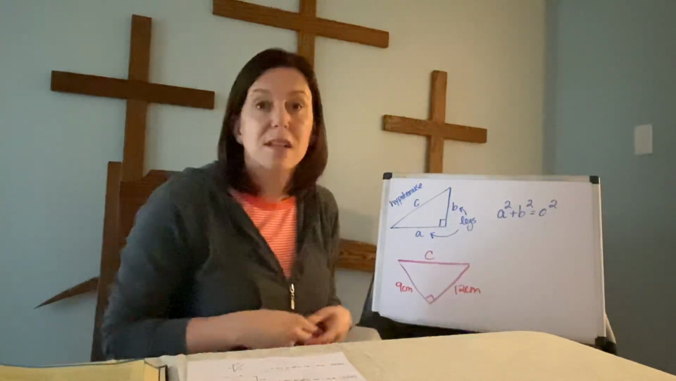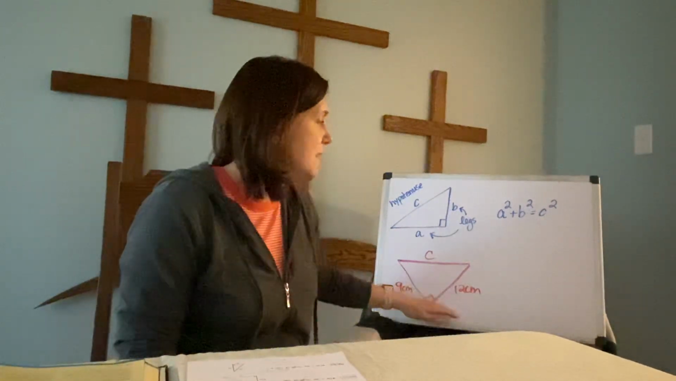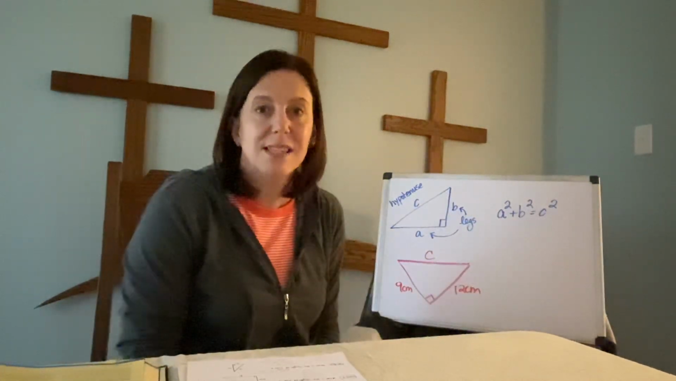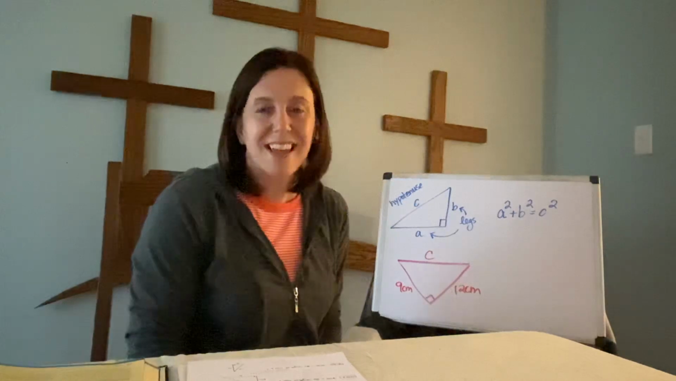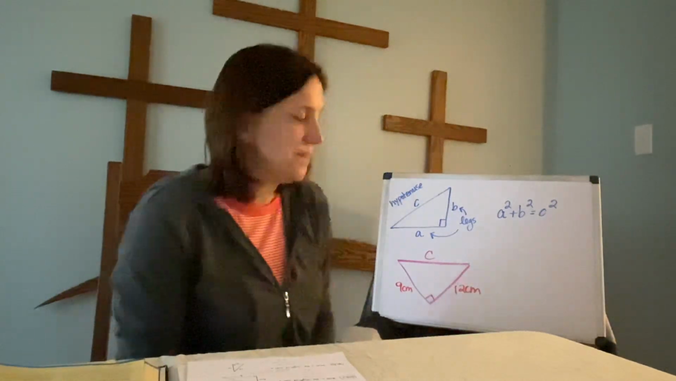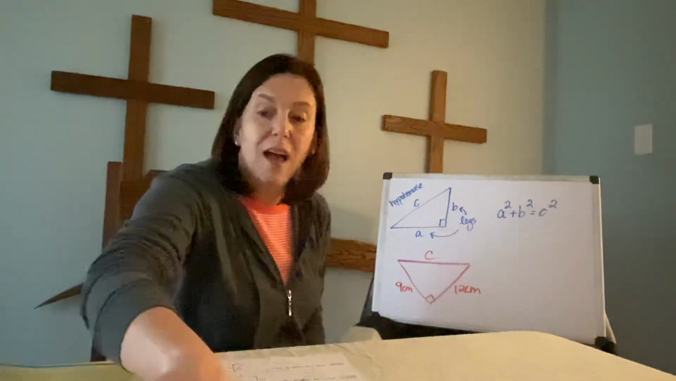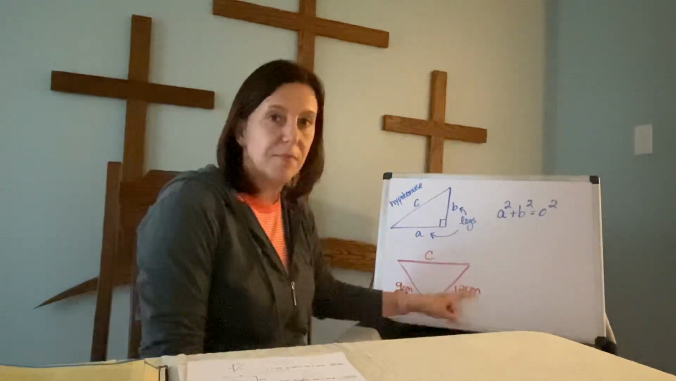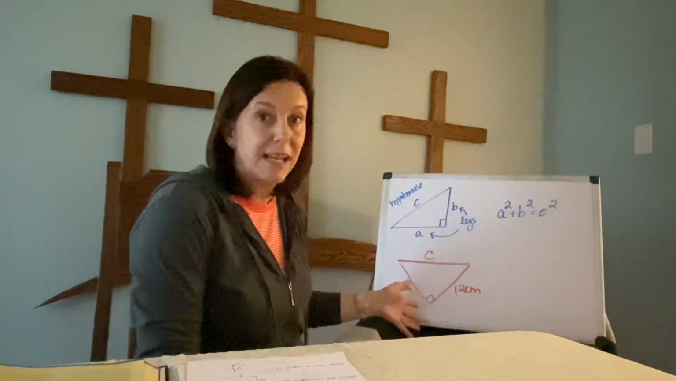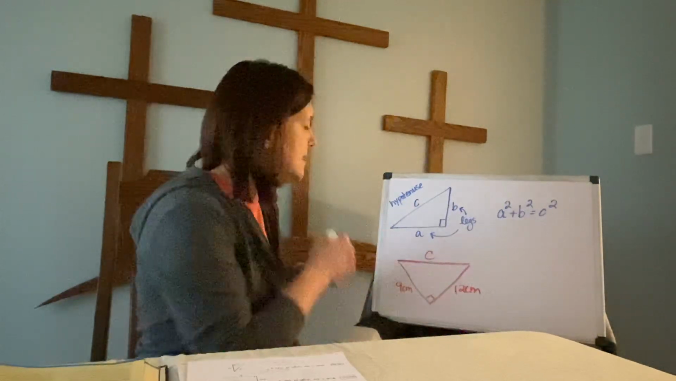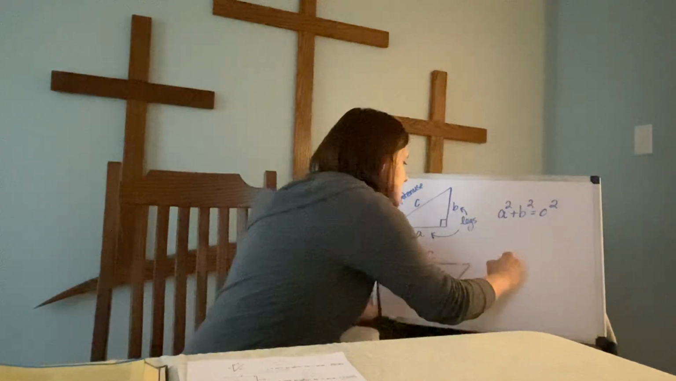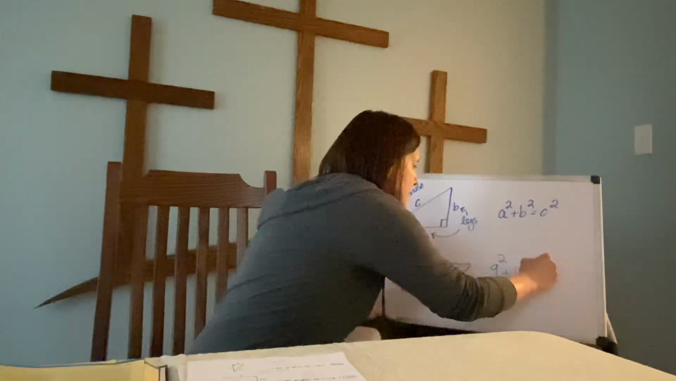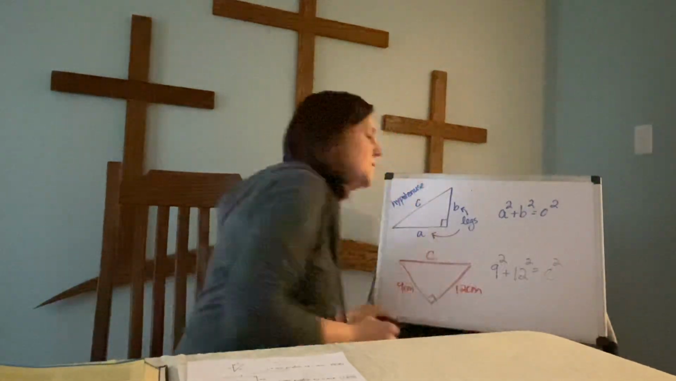I want you to pause the video and try using the Pythagorean theorem to find the measure of side C. Go ahead and pause it and come back when you're ready to go over it. I'm going to use these numbers. I know that they are on either side of my right angle, so they're my legs. They're my shortest sides. So I'm going to plug it in as 9 squared plus 12 squared equals C squared.